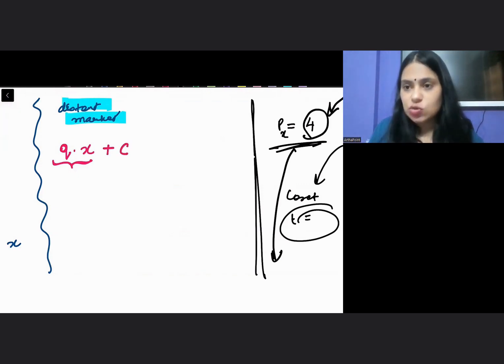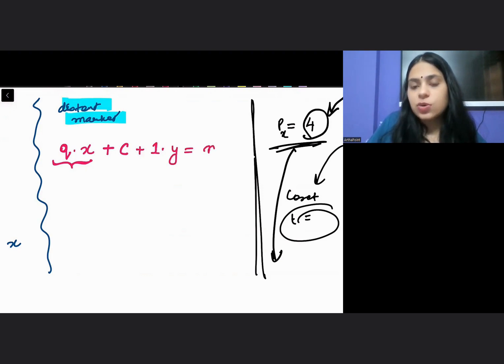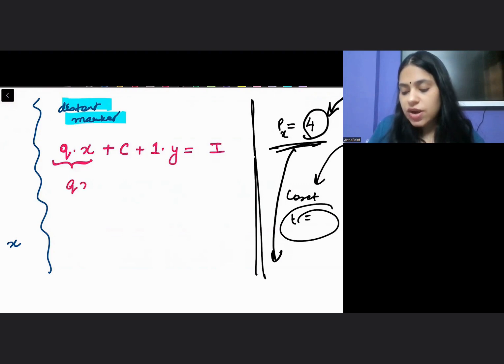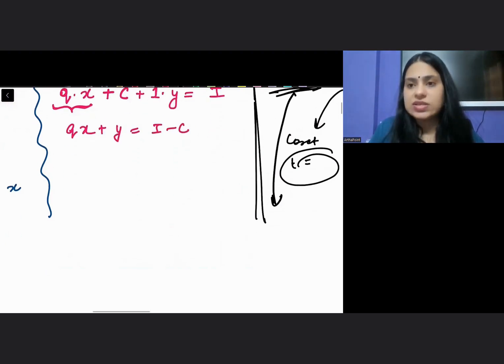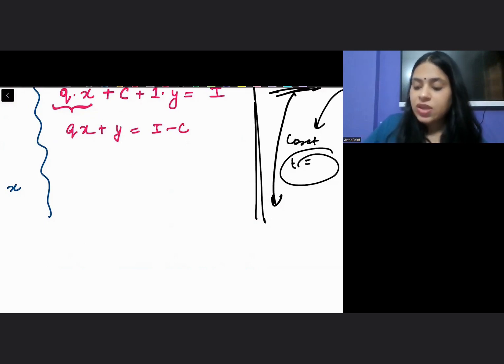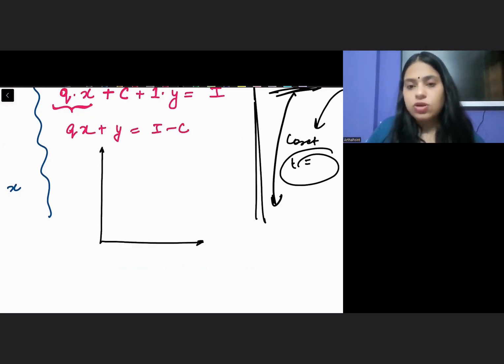The left-hand side shows the expenditure, the right-hand side shows the income. So my expenditure is going to increase by C because for whatever units I buy, whether I buy 1 unit or 10 units, I have to travel and that C is the cost I have incurred, plus price of good Y into units of good Y is equal to income of the consumer denoted by I. So this also gives you the same thing, that Q X plus Y is equal to I minus C.